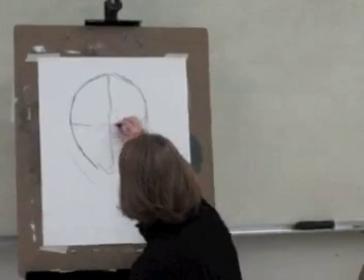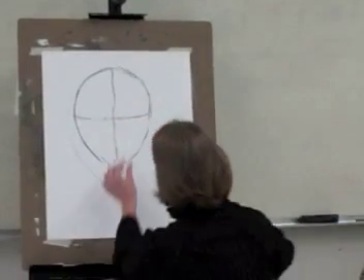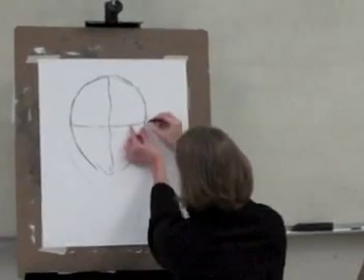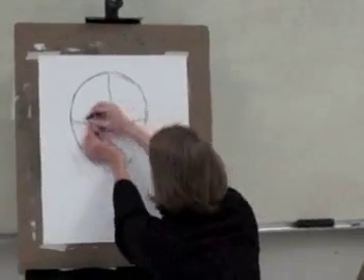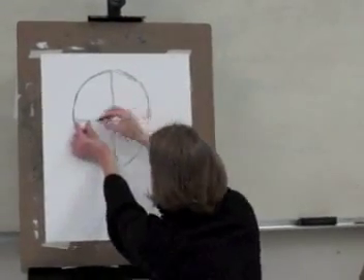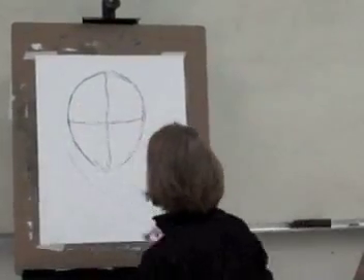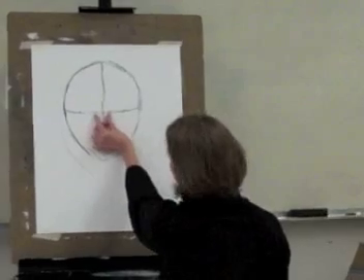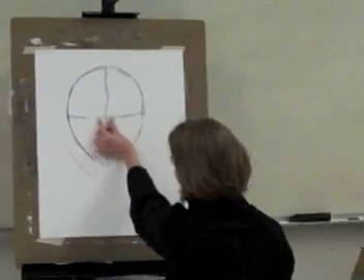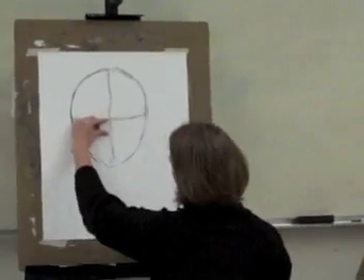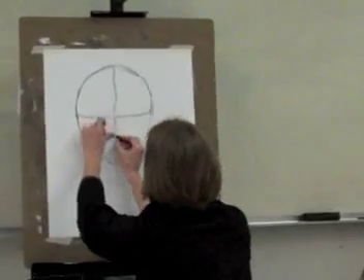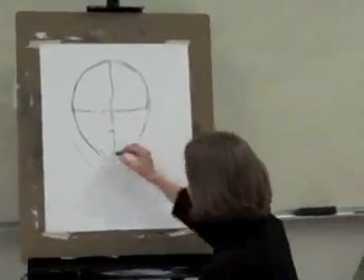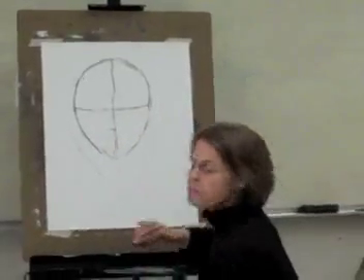Then we also have the face being divided into 5 eyes. Again, notice I'm using my hands as a gauge. Then we're going to take the same width of one eye and turn it vertically. We're going to come down just a little tiny bit, a little skosh right there, to indicate where the tip of the nose is going to go.